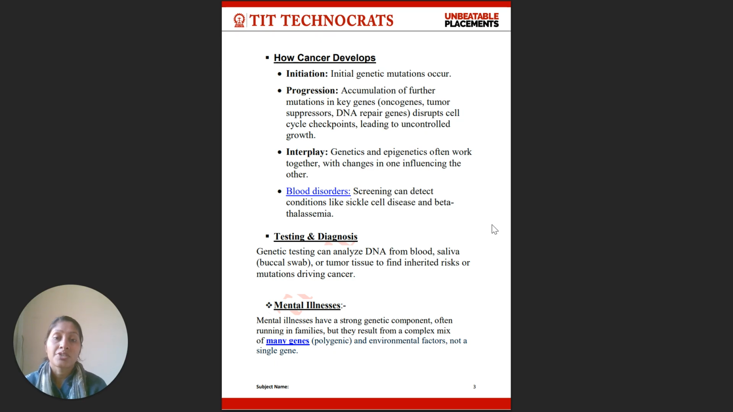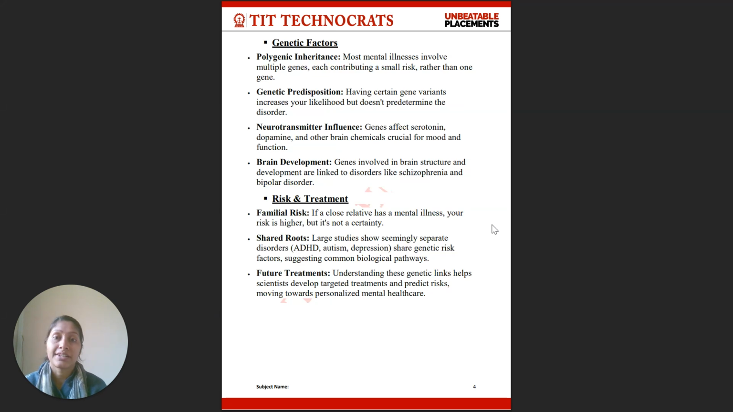Then next topic is mental illness. Mental illness has a strong genetic component, often running in families, but it results from a complex mix of many genes, polygenic, and environmental factors, not a single gene. The next is genetic factors. Polygenic inheritance: most mental illnesses involve multiple genes, each contributing a small risk rather than one gene. The next is genetic predisposition. Having certain gene variants increases your likelihood but doesn't predetermine the disorder.